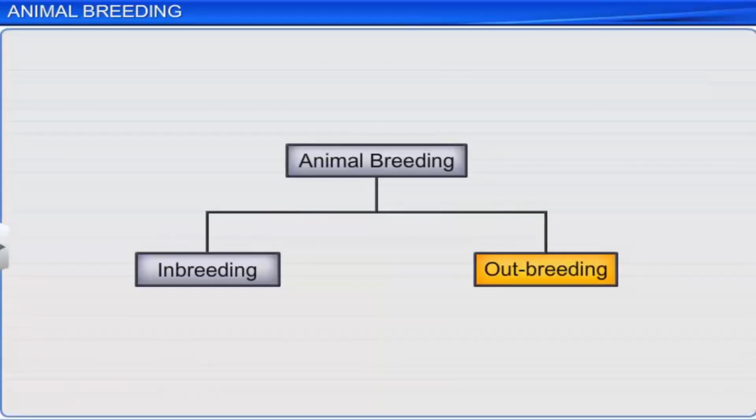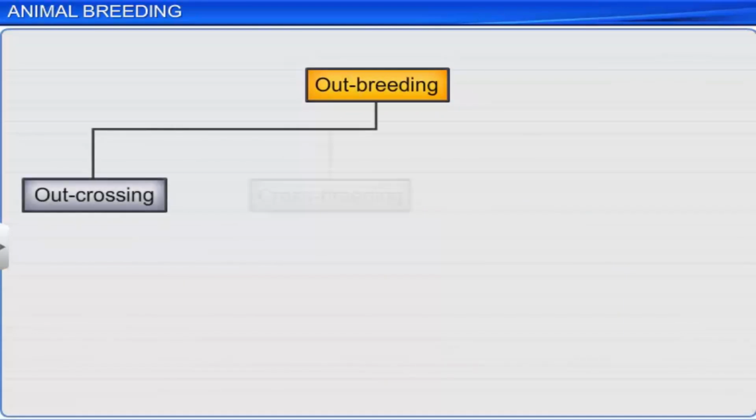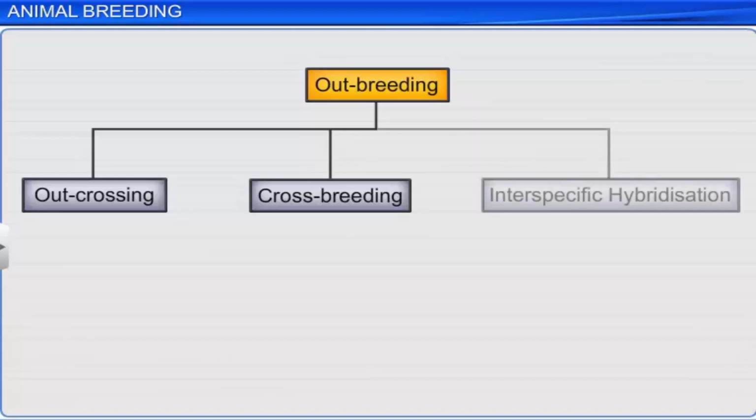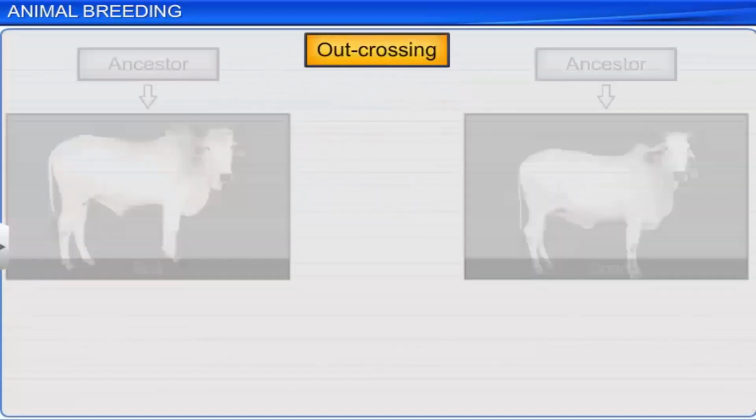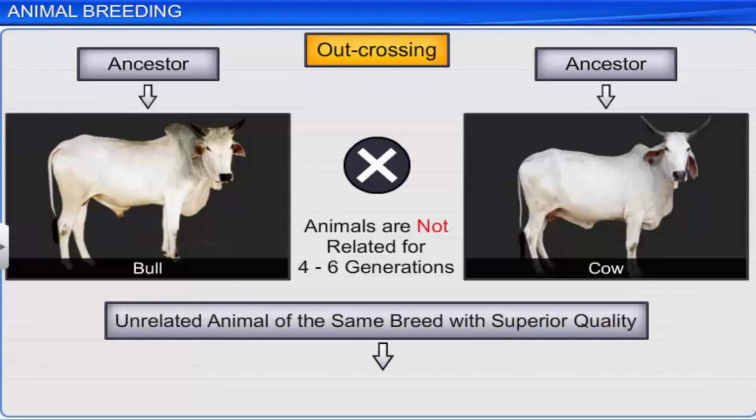Now let's learn more about outbreeding. Outbreeding can be carried out in 3 ways: outcrossing, crossbreeding, and interspecific hybridization. Outcrossing is mating between animals of the same breed but with no common ancestors for up to 4 to 6 generations on either side. This type of breeding overcomes inbreeding depression.